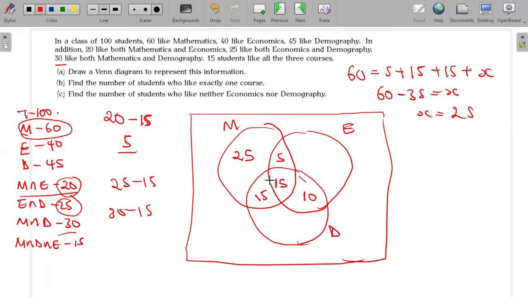Then I go to the next one here. So I add 10 plus 15 plus the 5 there, which gives me 30. So 10 plus 15 plus 5 there gives me 30.